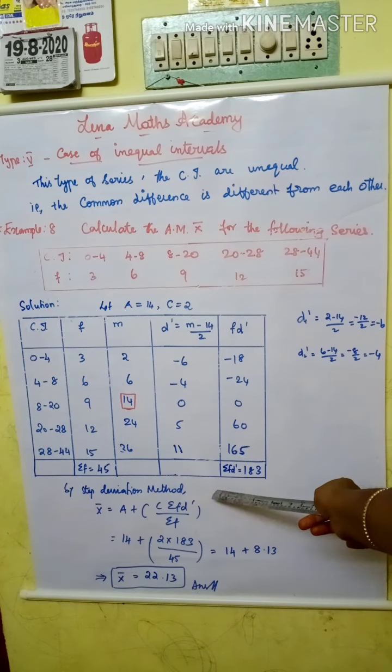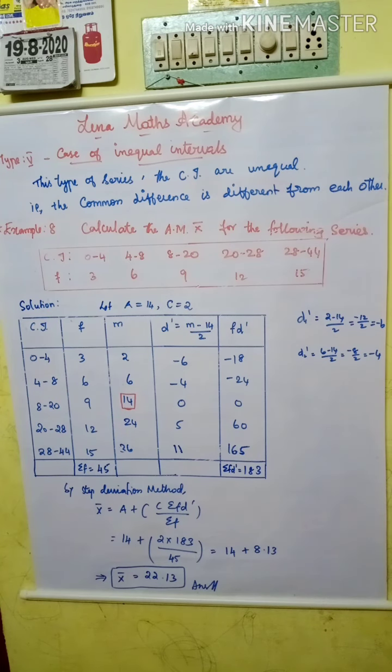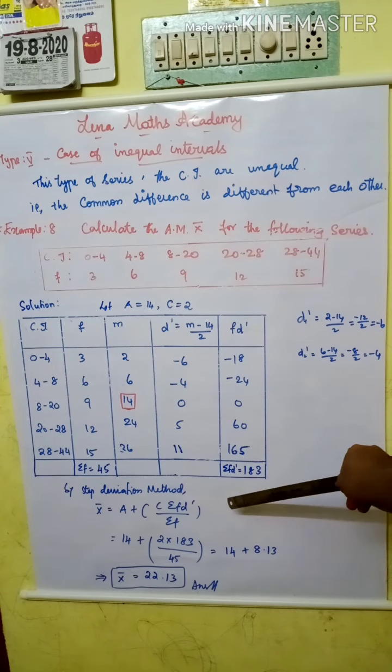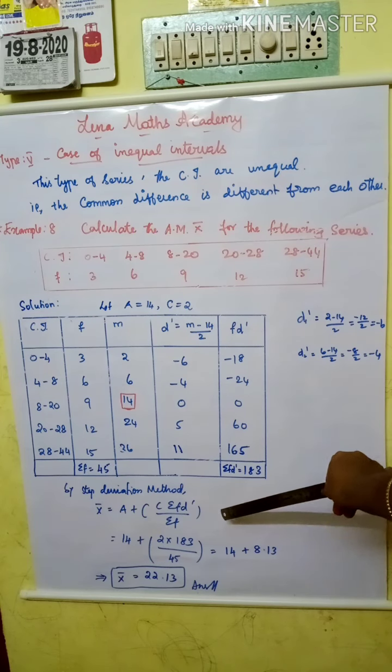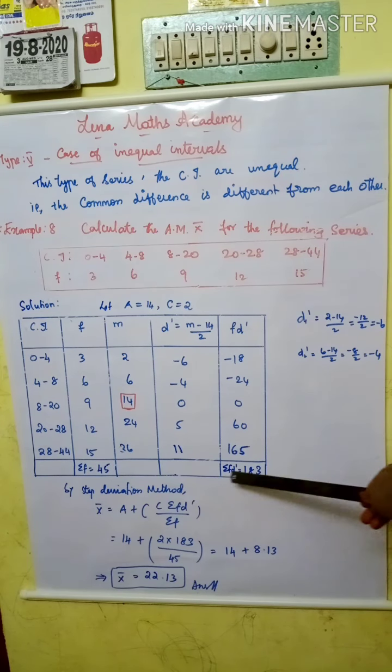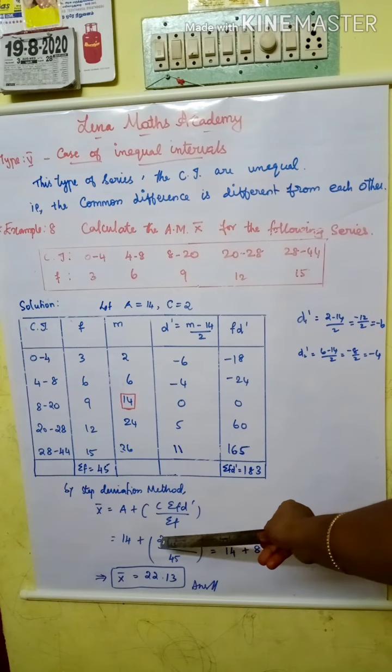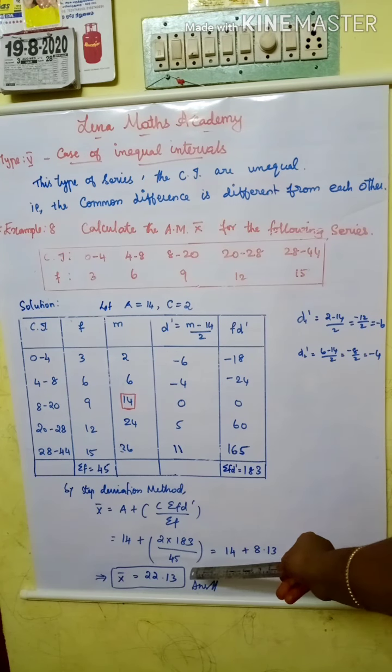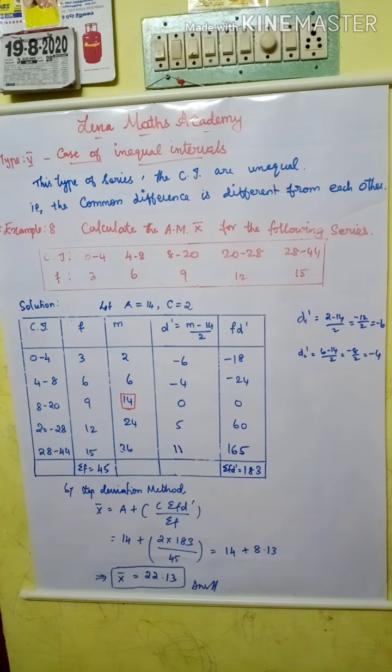By the step deviation method, x bar equals a plus c into summation f d dash divided by summation f. From the table, summation f d dash is 183, c is 2, summation f is 45, and the assumed mean is 14. We get 22.13. So x bar is 22.13.